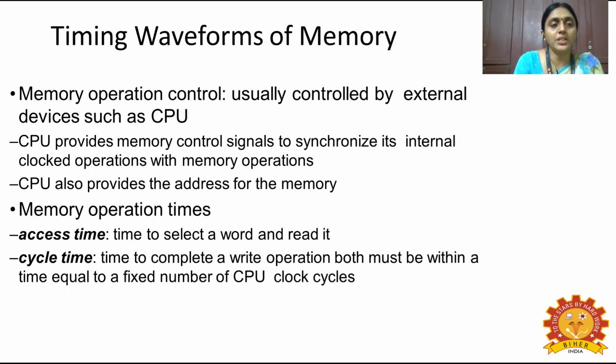The memory operation times involve the access time and the cycle time. So what is access time? It's the time to select a word and read it. Then what is the cycle time? The time to complete a write operation. Both must be within a given specific time, which is equal to a fixed number of CPU clock cycles.